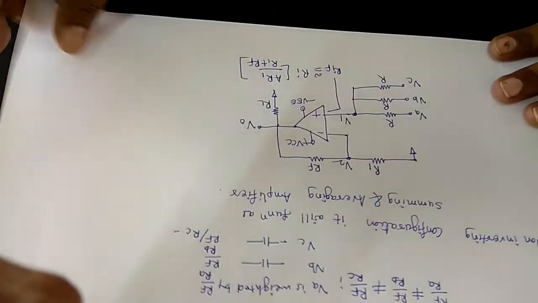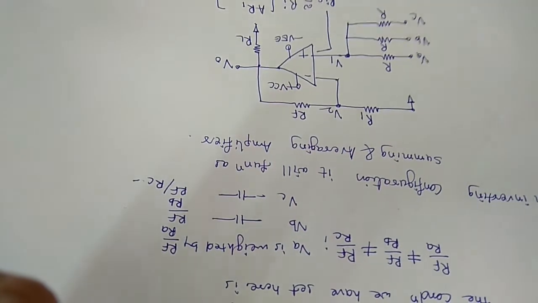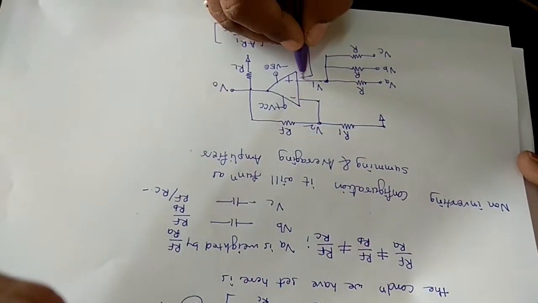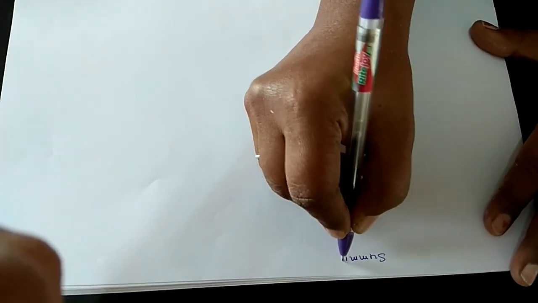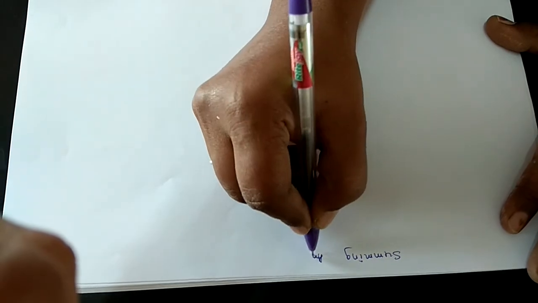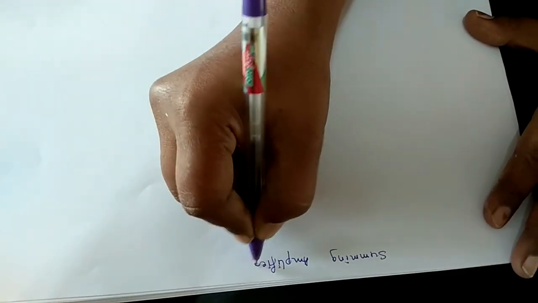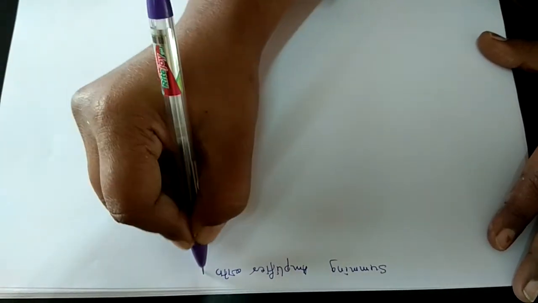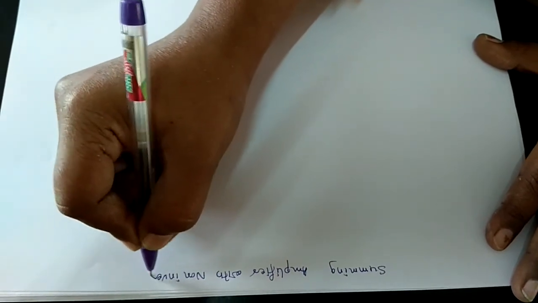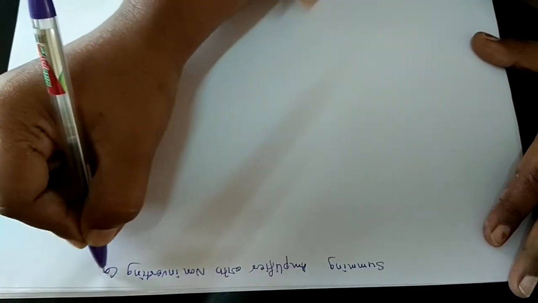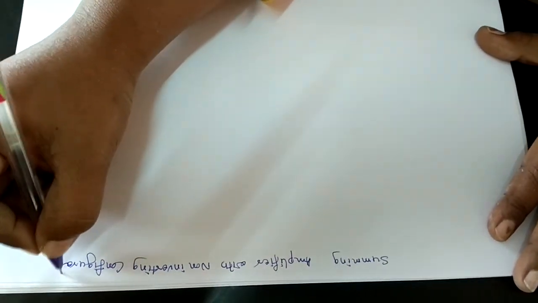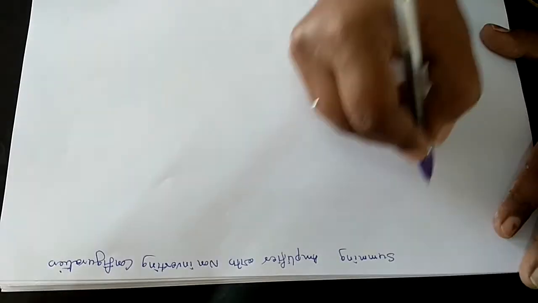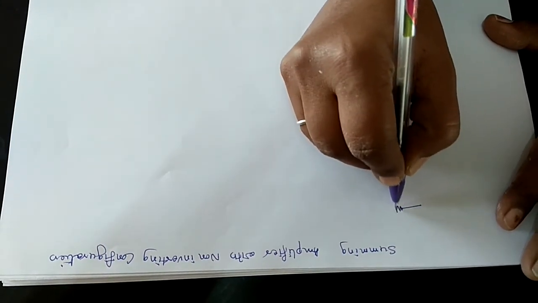Okay. So we'll see how this non-inverting amplifier will function as a summing amplifier first. Summing amplifier with non-inverting configuration. We'll repeat the diagram here.